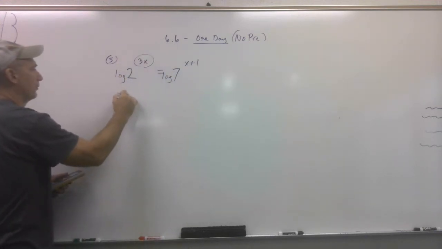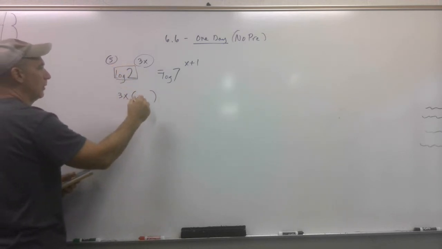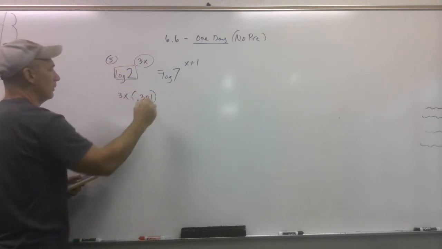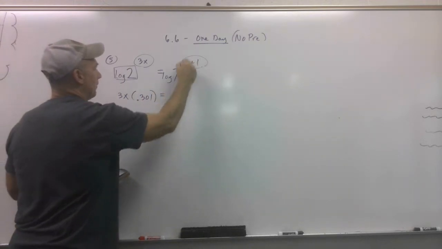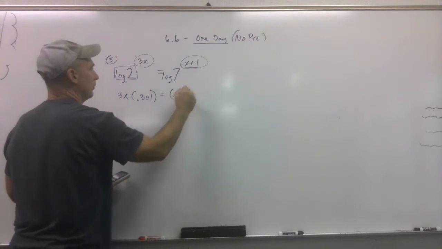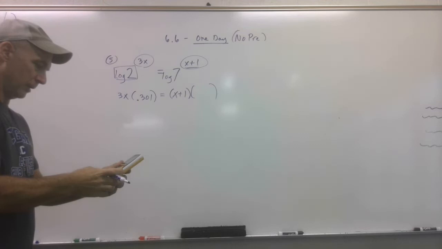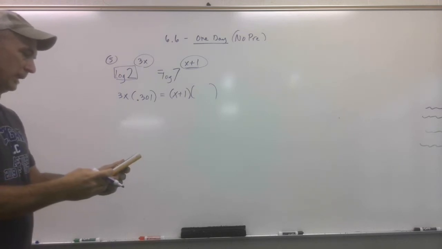So I get 3x times the log of 2, which I'll just look up right now, but we remember that's 0.301. And then I've got to bring that power in the front, so it's x plus 1. Notice it's more than one thing, so I'm going to put parentheses around it. Now I'm going to figure out what log of 7 is. Log of 7, enter, 0.845.